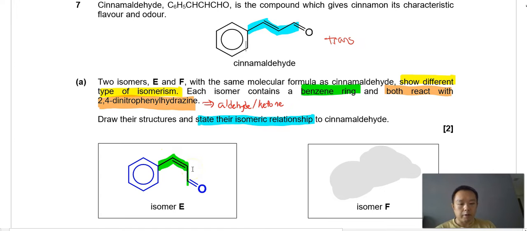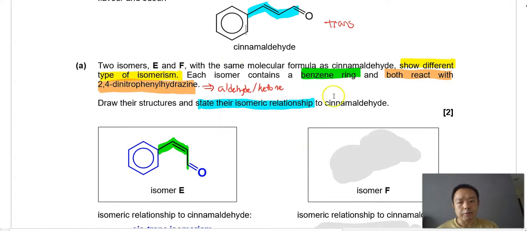And the last one is enantiomerism, where you must have a chiral carbon. A chiral carbon is an sp3 carbon with 4 different substituents on it, and there's no internal plane of symmetry. So in this case, as I mentioned, it is not possible for cinnamon aldehyde to have any enantiomerism. So the only way you can think of is to have constitutional isomers.